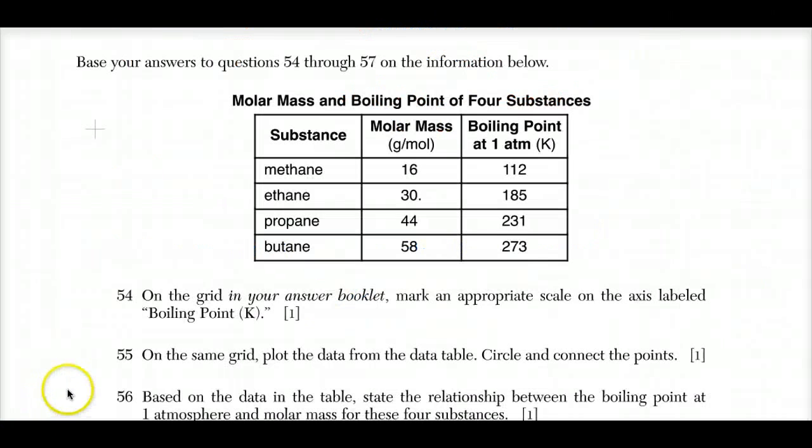Number 54. Number 54 takes this relationship of molar mass, the mass per 1 mole of a substance, and the boiling points of 4 substances. Of course, these 4 substances are organic, right? They all have a carbon backbone, a chain: methane, ethane, propane, butane, and they're single bonded.